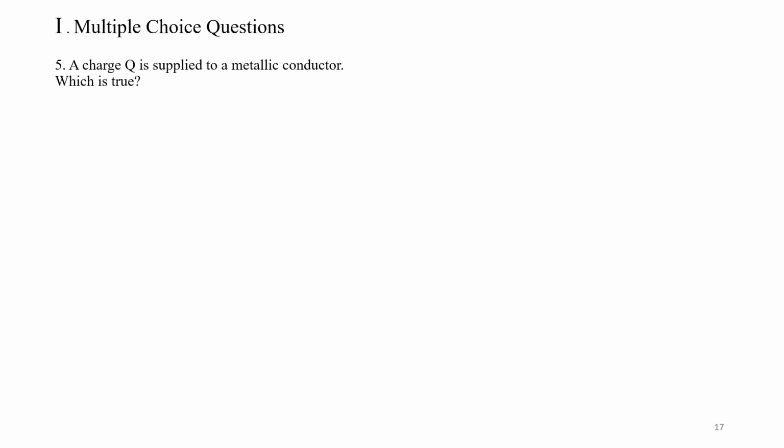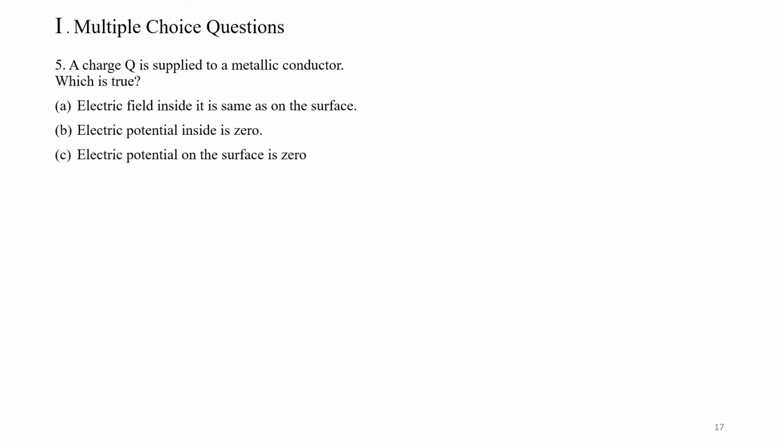Question number 5. A charge Q is supplied to a metal conductor, which is true? The electric field inside it is same as on the surface. Electric potential inside is 0. Electric potential on surface is 0. Electric potential inside is constant. So D is the correct answer.